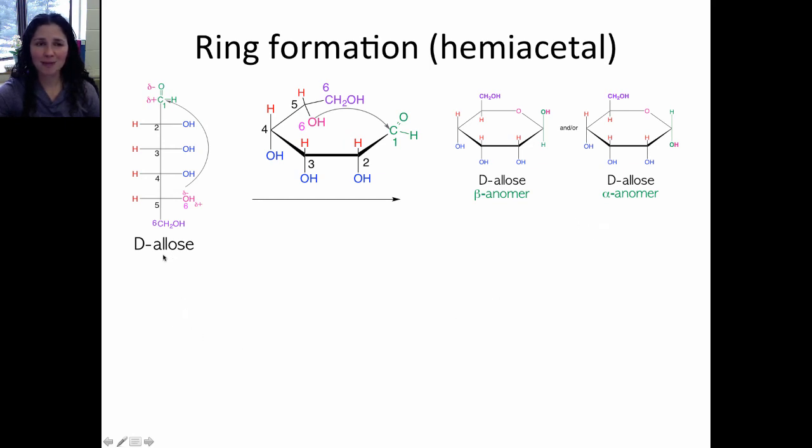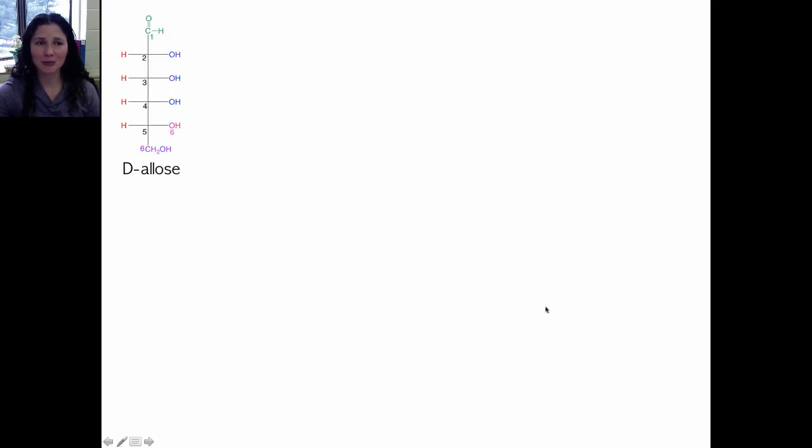So now let's talk about the method for converting a linear form into a ring form. If you follow these rules very carefully, they can help you learn how to draw these structures. Here's D-allose. This will be our example. The first step for converting a linear structure like this into a ring form is to first draw and number the ring positions. It's a good idea before you even start to number the positions on the linear form.